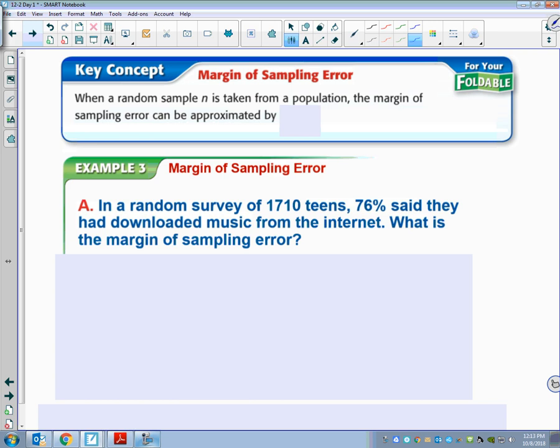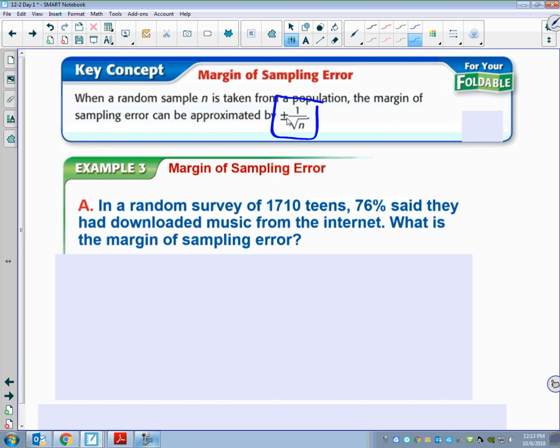Okay, 2 more things. There's actually some math to do instead of just writing, right? Feels like geometry all over again. Margin of sampling error. When you take a random sample from a population, the margin of sampling error can be approximated by plus or minus 1 over the square root of n, where n is the sample size that you took. If you ever see polls on TV where they polled someone about an upcoming election, it always has the margin of error at the bottom, plus or minus such and such. That comes from this, okay?